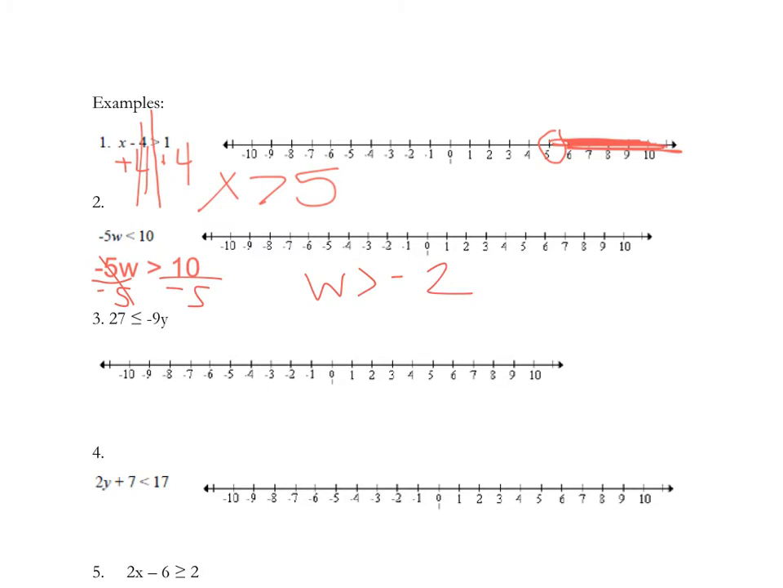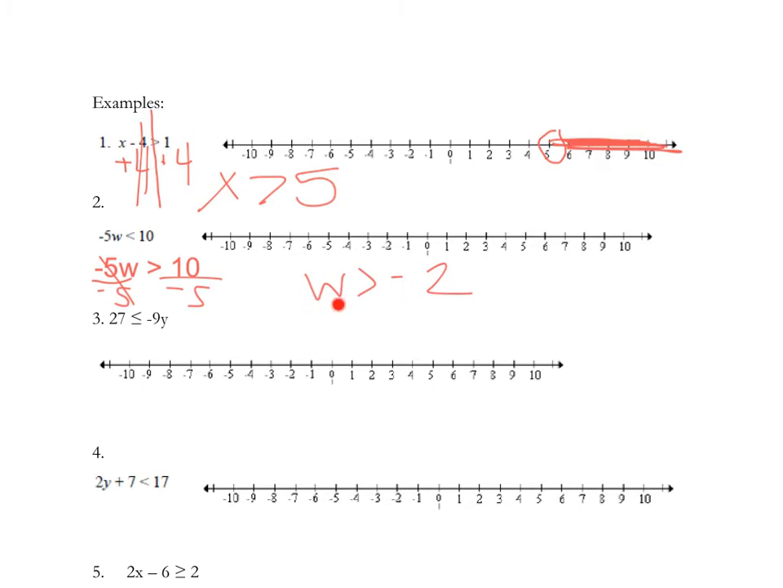So I can put -1 there because -1 is greater than -2. I can put 0 there because 0 is greater than -2. I could put 5 because it's greater than -2. The only thing I can't put here is -2 or anything less than -2.